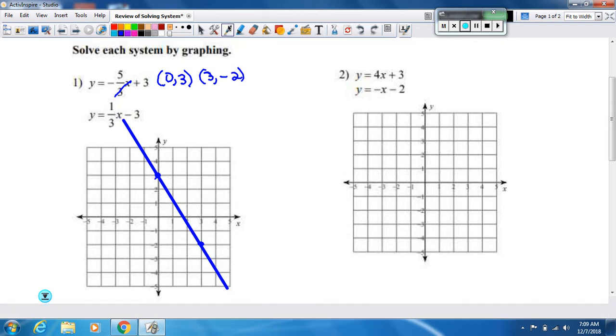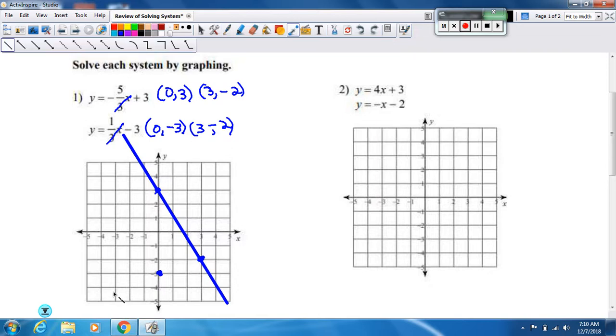Okay, the next one, I use 0 and the number that doesn't have a letter attached to it, because that's the y-intercept. And then I use the denominator, which is 3, and the reason I do that is because that crosses out the denominator and the x. You do what's left. 1 take away 3 is negative 2. So 0, negative 3 is right here. And 3, negative 2, I've already got that one graphed. So then I connect those with a line.